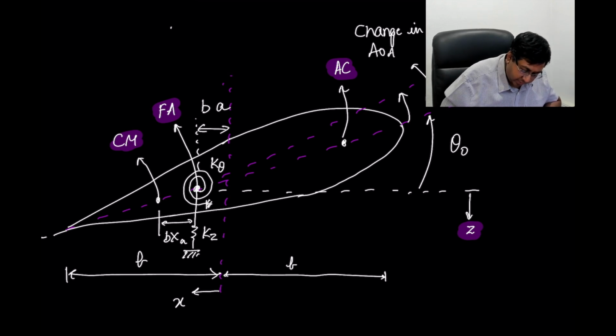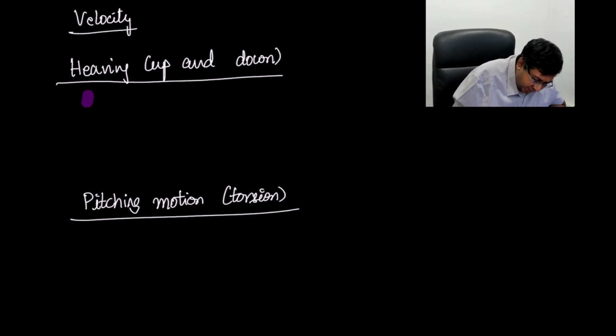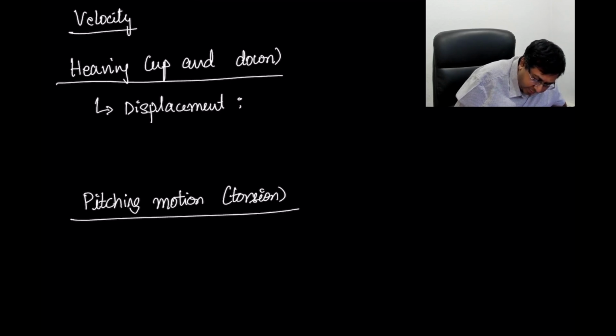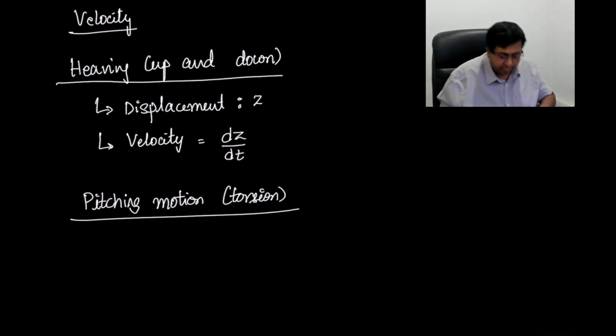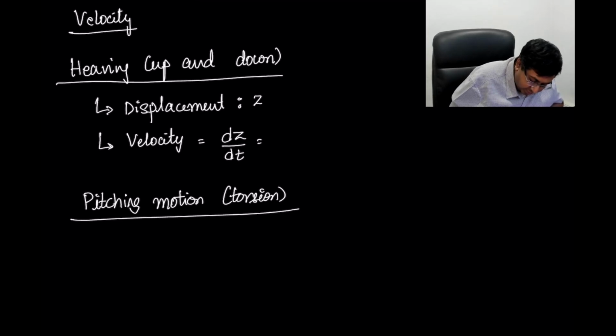So we can say that the displacement because of the heaving motion can be defined as z. That means that the velocity can be defined as dz by dt, or the rate of change of the displacement, which is nothing but z dot.